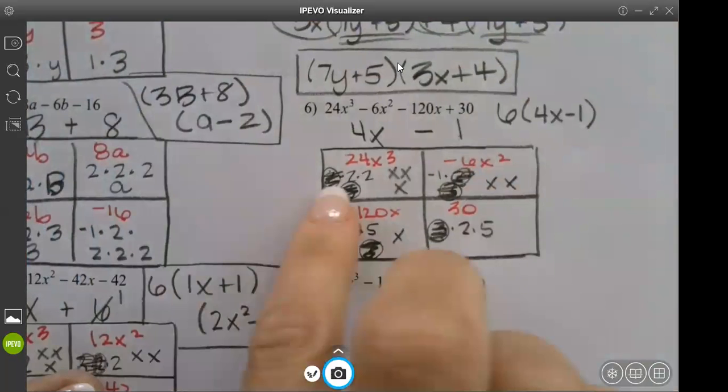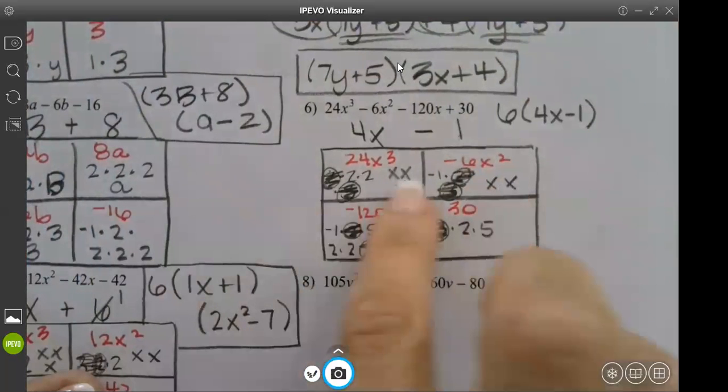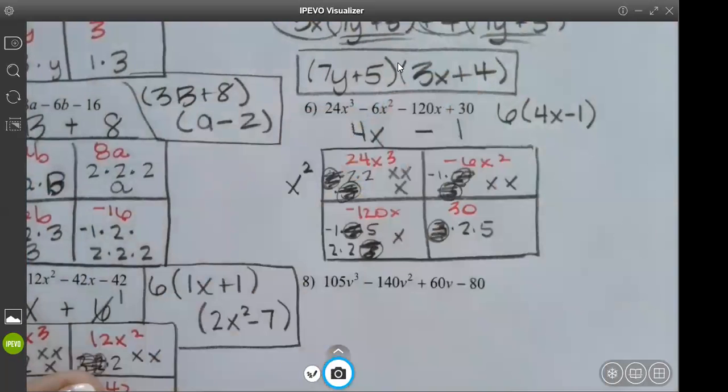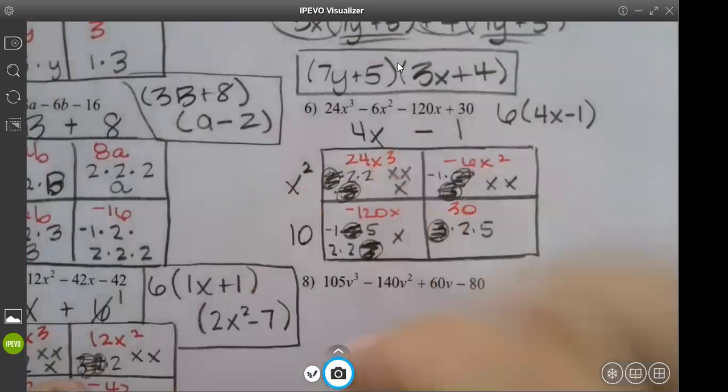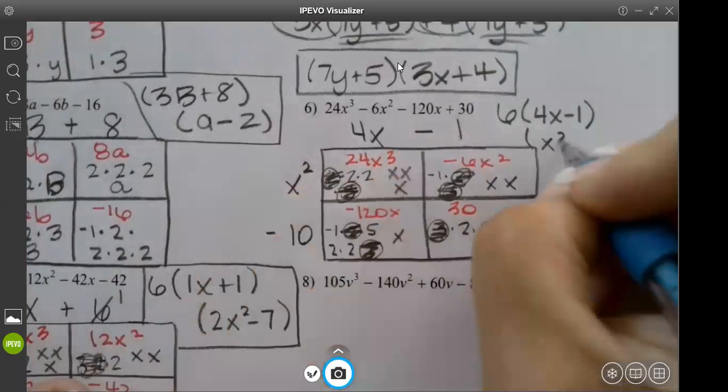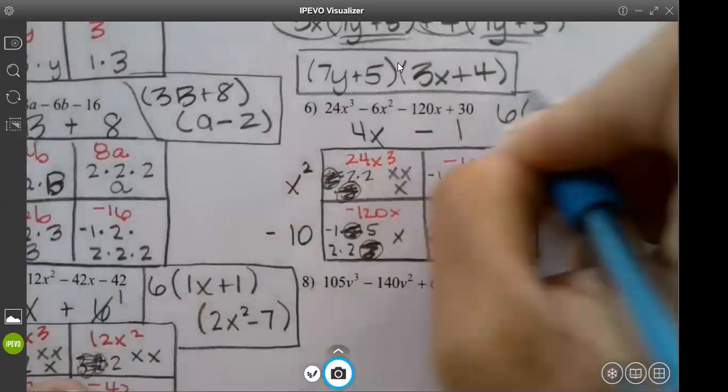Go across. What's in common in these 2 boxes across? 2 x's, so x squared. What about on the bottom? 5 and 2. What's 5 times 2? 10. What sign should it be? Negative. So your other factor is x squared minus 10.